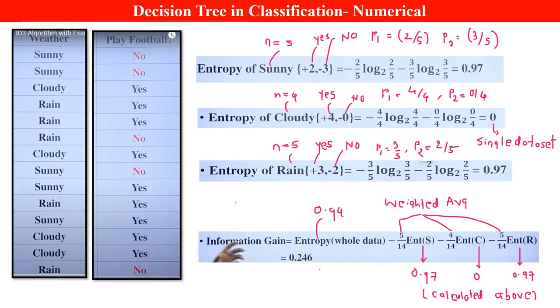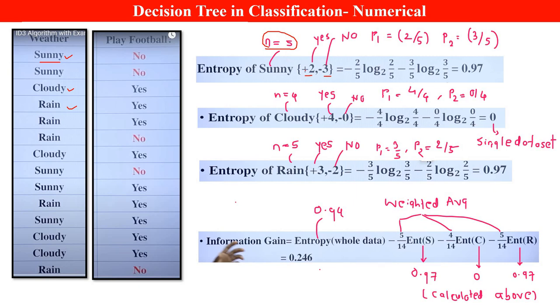Now we will take individual columns. So first we'll take the weather. So in weather we have sunny, we have cloudy, and we have rain. So these are the three subsets. We'll take one data set at each time. So first we will concentrate on the sunny. The count for the sunny is coming 5 times, so n is equal to 5. Then in sunny we have to see how many times yes is there and how many times no is there. So in sunny, 2 times yes is there and 3 times no is there.